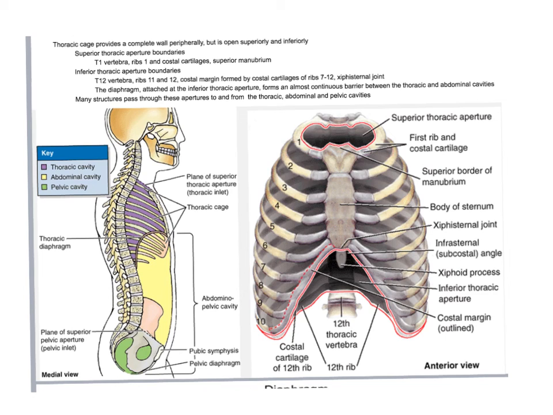the xiphisternal joint, and the diaphragm attached at the inferior thoracic aperture forms an almost continuous barrier between the thoracic and the abdominal cavities. As I mentioned, you can think of the diaphragm as the floor for the thorax and the ceiling for the abdominal cavity. Remember that many structures pass through these apertures.